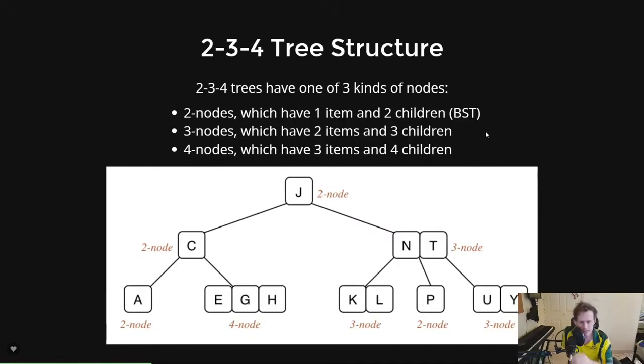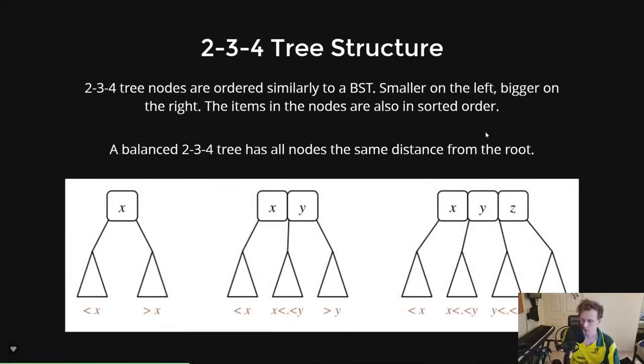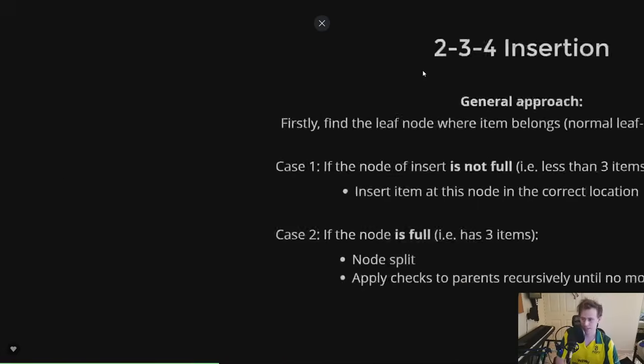Again, let's come back to these use case questions, because I think as we talk about these more, it'll make more sense if I give you specific examples. So we've talked about the tree structure, and a balanced 2-3-4 tree has all the leaves the same distance from the root. I'll make a quick note of that, because all nodes the same distance from the root doesn't make sense. Cool, so that's the general structure.